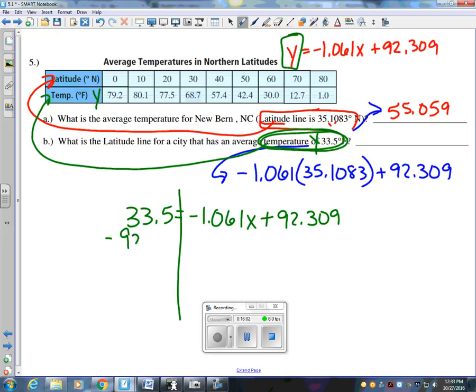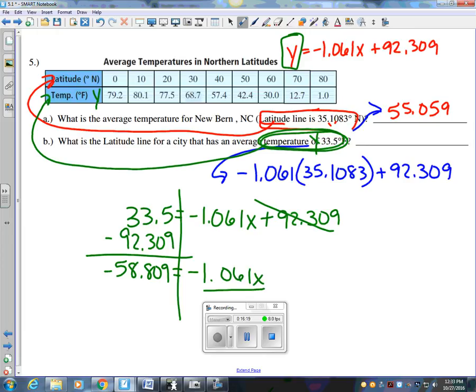So I need to subtract 92.309 from both sides. So 33.5 minus 92.309, negative 58.809 equals negative 1.061x. And then divide both sides by negative 1.061. And you get x equals 55.428. So 55.428 is your answer.